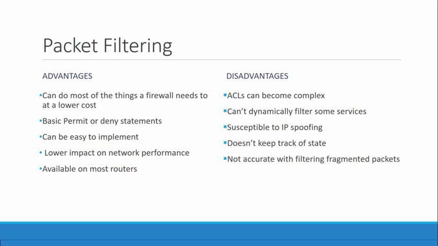No connection information is maintained, and it's not accurate with filtering fragmented packets, because the very first fragment in a fragmented packet has the TCP information in it. So if that matches one of our statements or our filtering, then the rest of the fragments are let through. If it matches a permit statement, then the rest of the fragments in that packet are allowed through. So the assumption is that all fragments are desirable on the network if the first one was, which might not be true. So it's not real accurate when trying to filter fragmented packets.